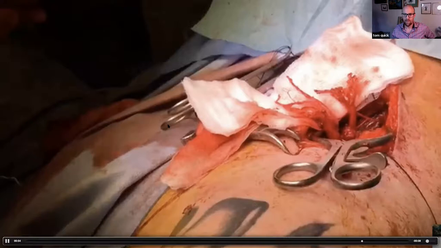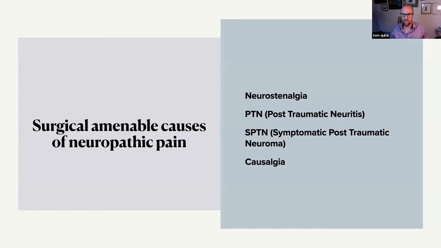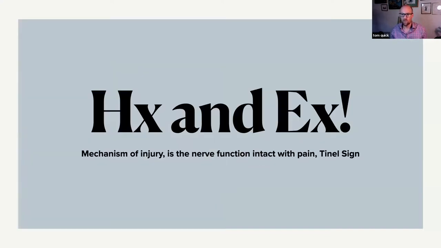That's all I'm going to say about that. But the fact that this is a pathology that can create severe pain, it's essentially a spinal cord injury, is an important diagnosis to bear in mind. I'm going to focus today on these 4 diagnoses, which are surgically amenable causes of neuropathic pain: neurostenalgia, post-traumatic neuritis, symptomatic post-traumatic neuroma, or neuromata as the plural, or causalgia.